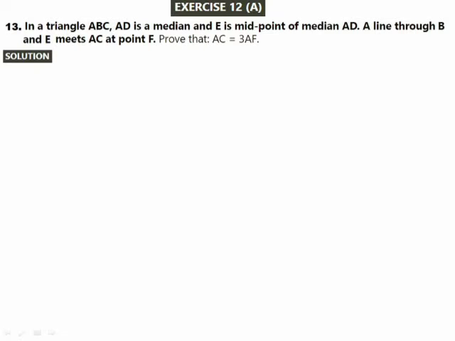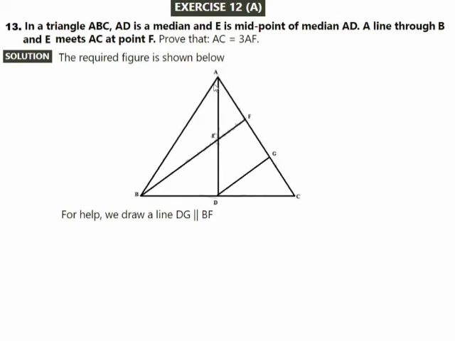Today I am taking question number 13, which says in a triangle ABC, AD is a median and E is the midpoint of the median AD. Okay, so let's see the diagram here. So there's a triangle ABC. Okay, so triangle ABC is there.